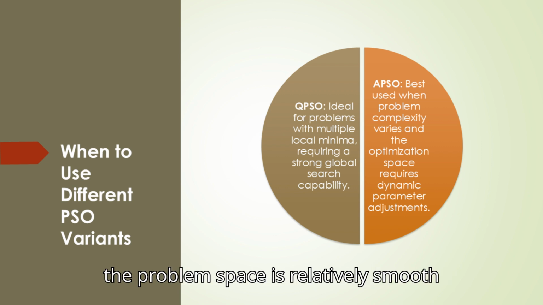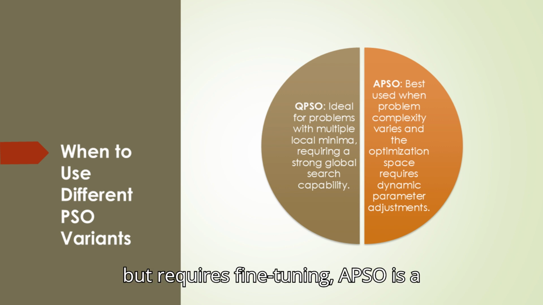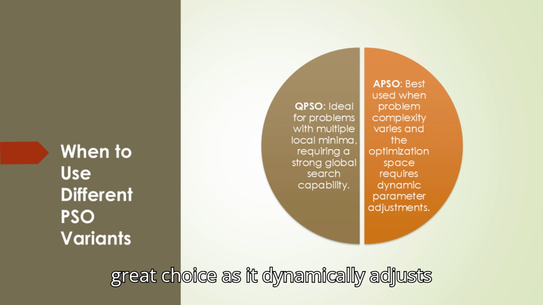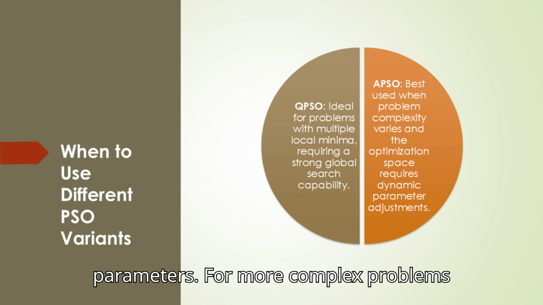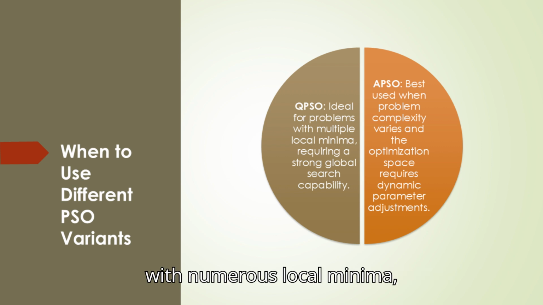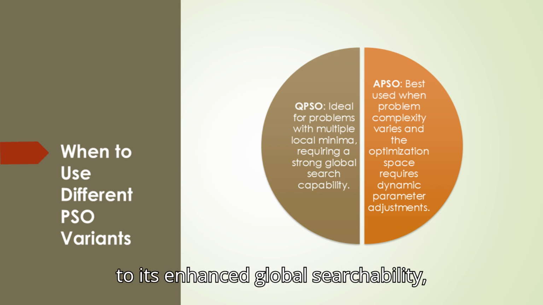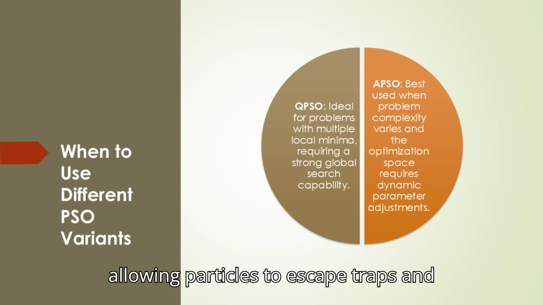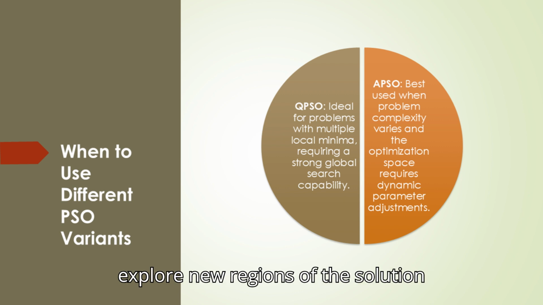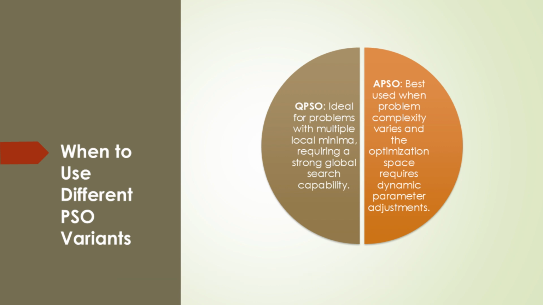The choice of PSO variant depends on the nature of the optimization problem. If the problem space is relatively smooth but requires fine-tuning, adaptive PSO is a great choice as it dynamically adjusts parameters. For more complex problems with numerous local minima, quantum-behaved PSO is more effective due to its enhanced global searchability, allowing particles to escape traps and explore new regions of the solution space.